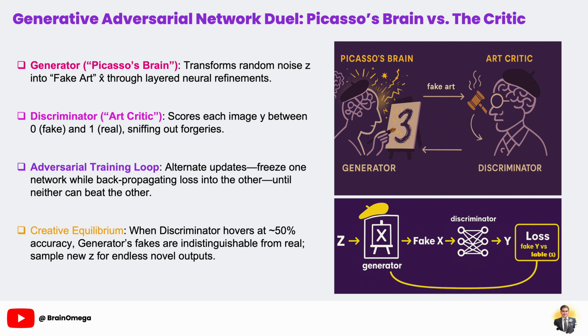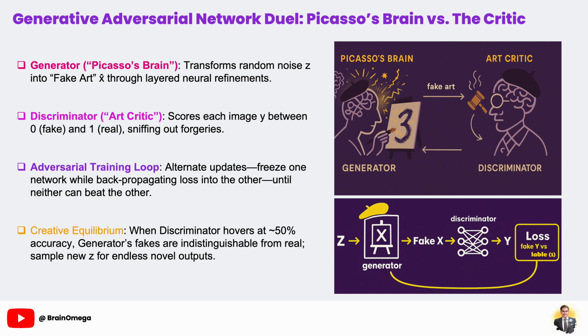Step 2. Fake art travels straight to the Discriminator, our monocled art critic. The critic inspects every brushstroke. Is it a genuine masterpiece or a clumsy fake? He outputs a score Y between 0 and 1, a dial that reads 1.0 if he believes it's authentic, 0.0 if he's certain it's counterfeit. Early on, Picasso's shaky sketches might earn a 0.2.